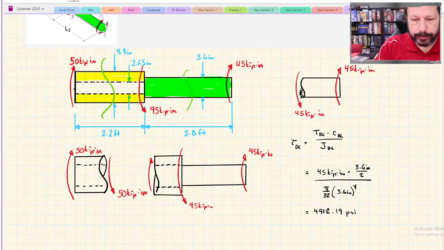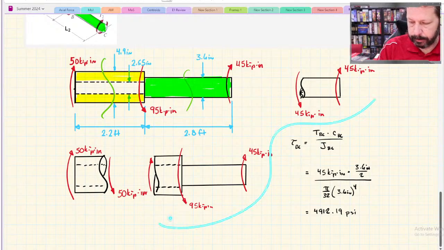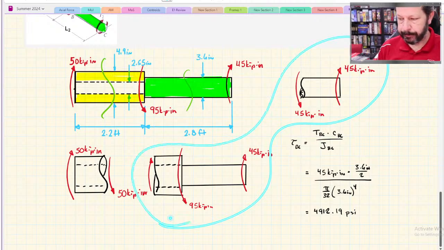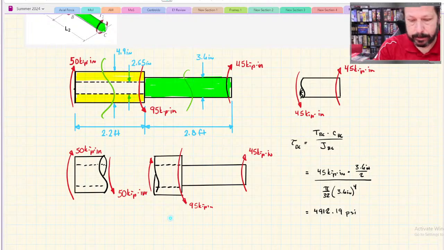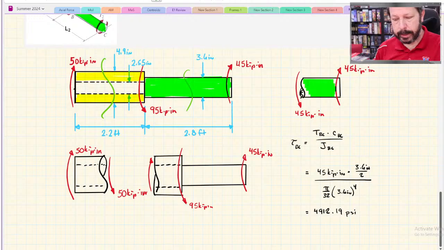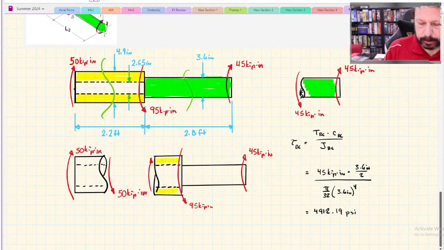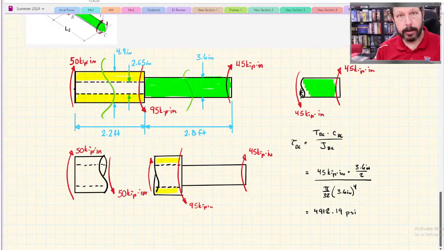If I look at the two of these that are from the same perspective, so those two, then the internal torques on the green section, so this one, internal torque there is going down. Internal torque on the yellow section is going up. So they're actually twisting in opposite directions.